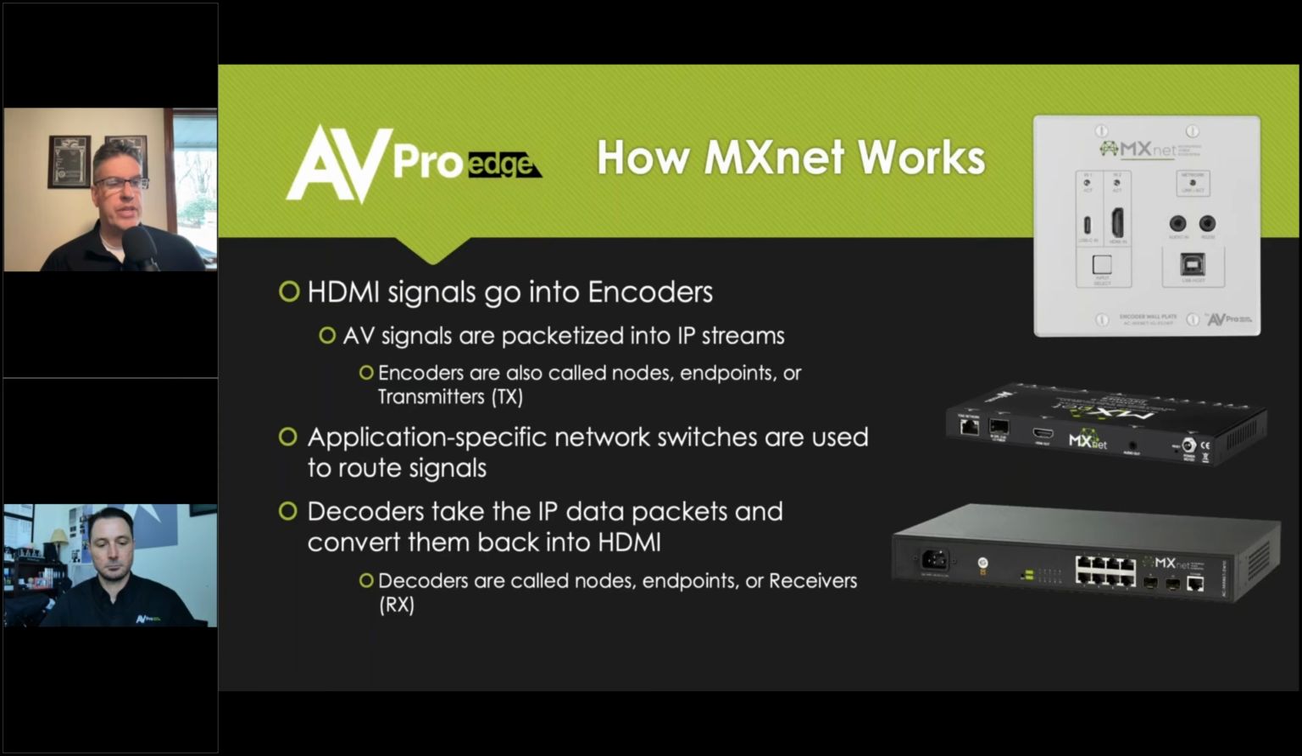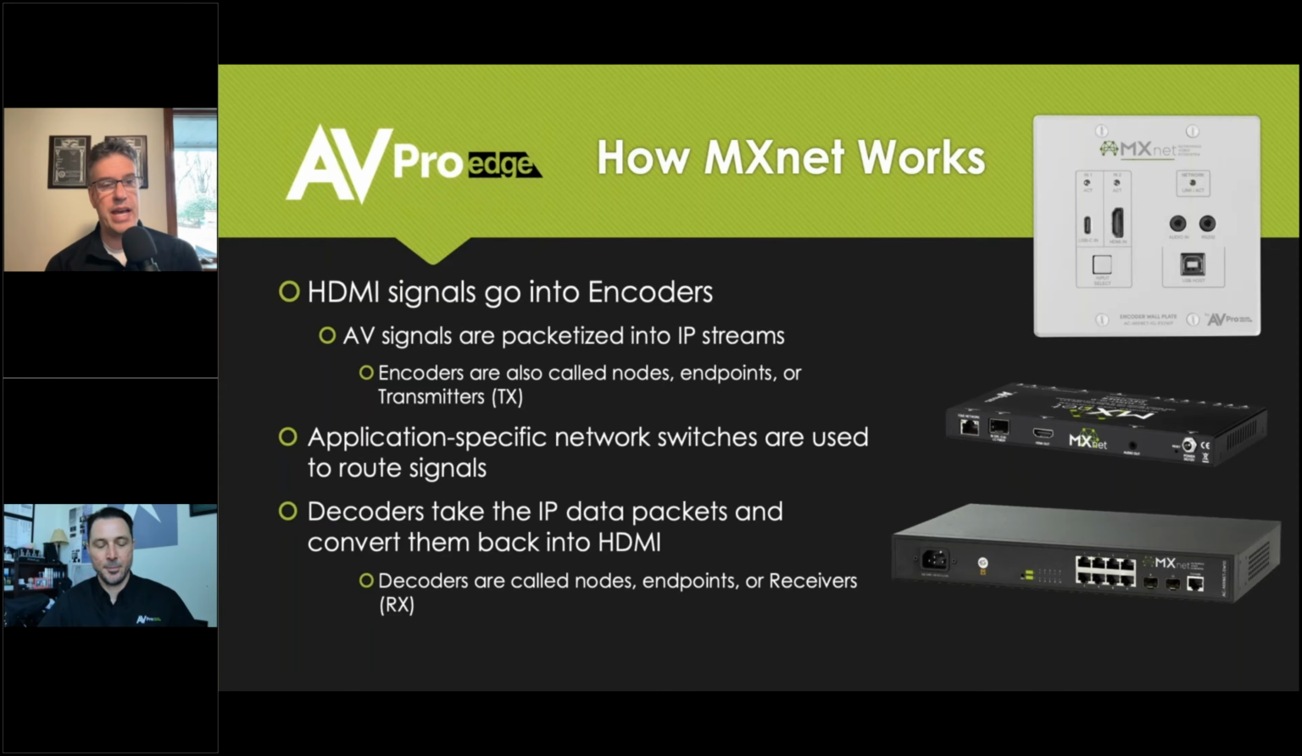So how our MXnet systems work is we take our HDMI signals and they go to encoders. The encoders take those digitized signals and they will do a bit of compression to them and they'll packetize those into IP streams. The reason they do that is so we can use IP tools, IP hardware as a solution for distribution. This is great because it lowers the cost and these systems are very robust. So these signals go through application-specific network switches, and we have a full line of those for our 1G and our 10G systems. It then goes off to decoders.